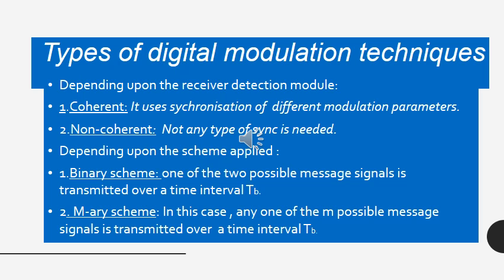Second is the M-ary scheme. In this case, we have M possible signals, and from these M possible signals, we have to select one signal that we will transmit during the time interval TB. And in this M-ary scheme, only one of the possible message signals is transmitted. Okay, that's all about the classification of the digital modulation techniques.